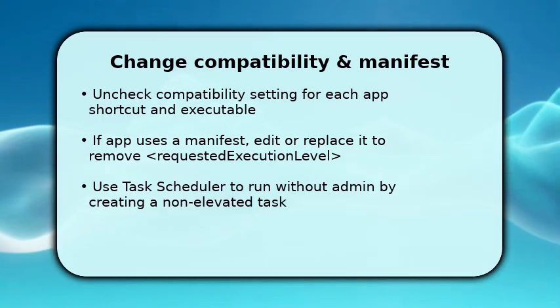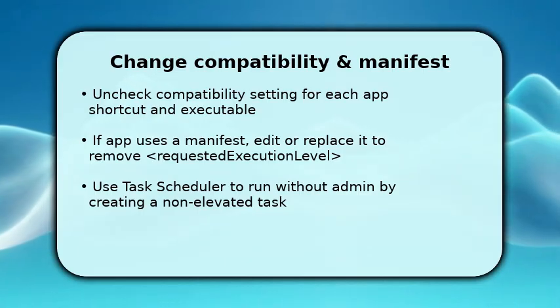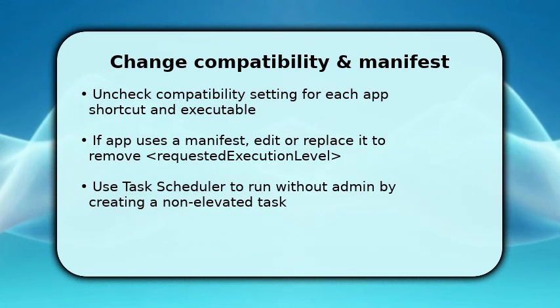Alternatively, create a scheduled task that runs the program with highest privileges disabled and launch that task via a shortcut. This is a reliable workaround for stubborn apps.